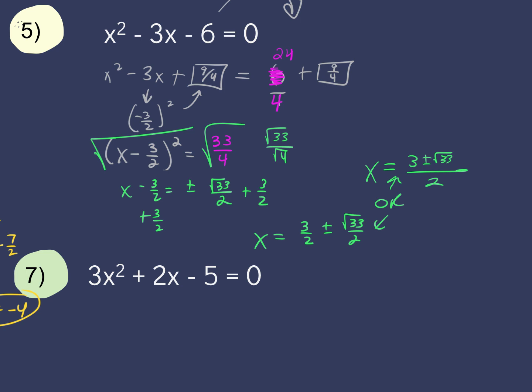Yes, ma'am? Why did you divide 6 by 4? I didn't. I had 6 over 1. Whoops, that doesn't look like 6. I had 6 over 1, and I changed it to fourths. So I multiplied the bottom by 4 and then the top by 4. That's where I got 24. Yeah, that's our next section. Okay, we're good? All right.